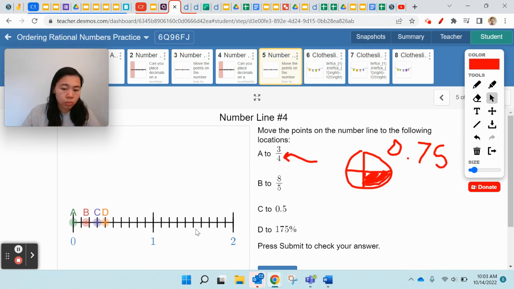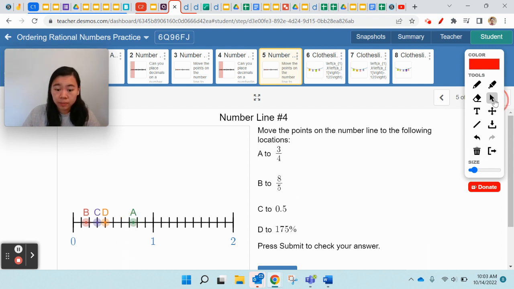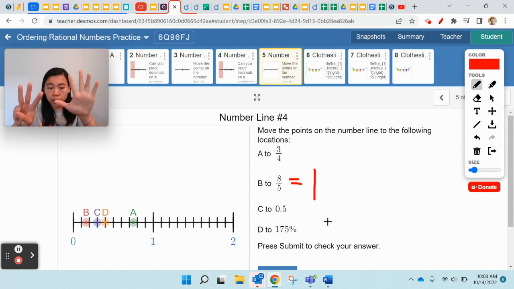Okay, so let's see. A is going to 7/10, 7.5. So let's see. 1, 2, 3, 4, 5, 6, 7.5. Okay. All right. 8/5. Those are our fifths. Let's do this first. 8/5, that's an improper fraction. How many times can 5 go into 8? 1 whole time. We have 8. There's 1 set of 5. We have 3 left over. So it's going to be 1 3/5.